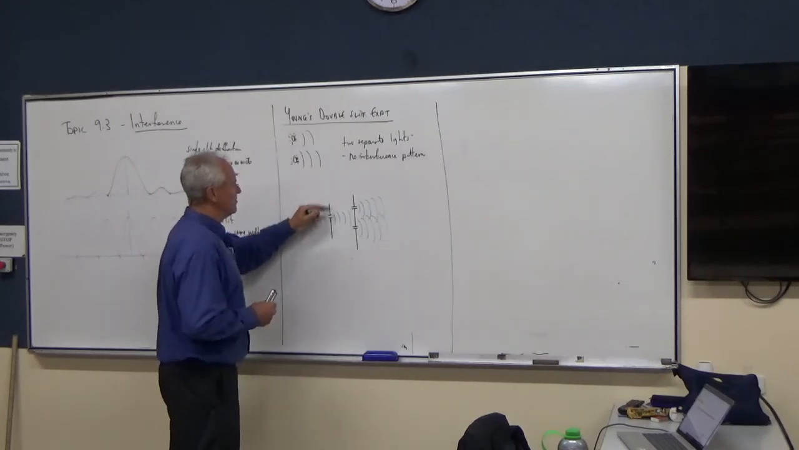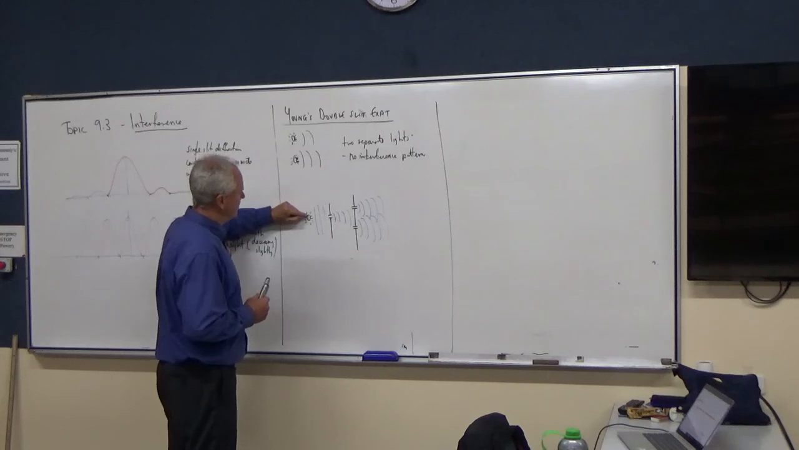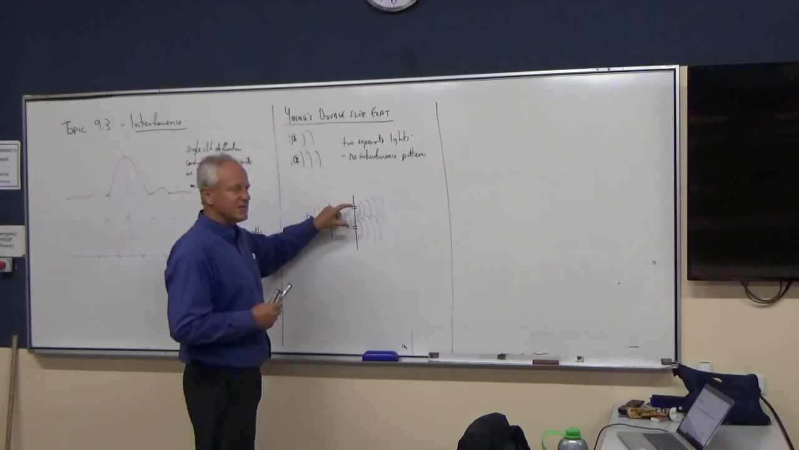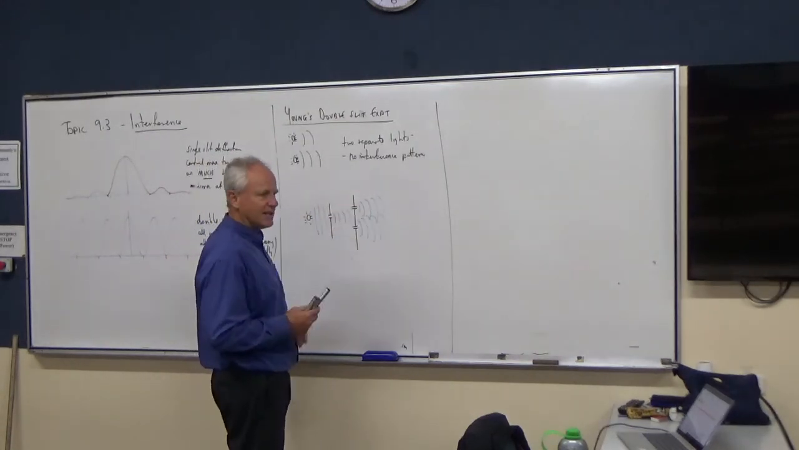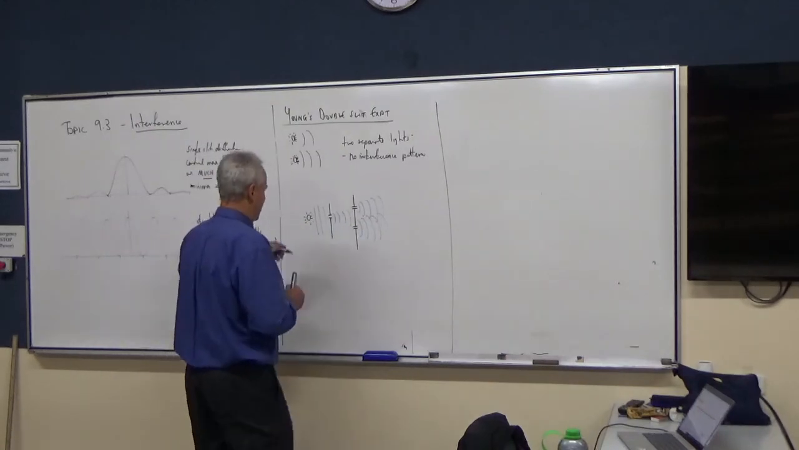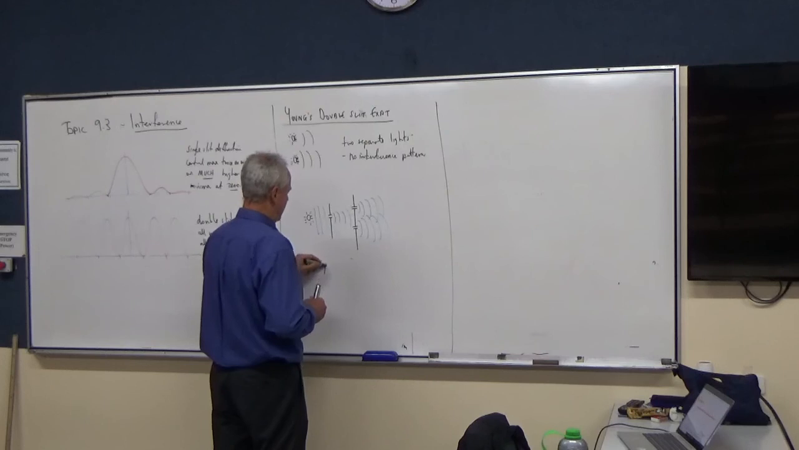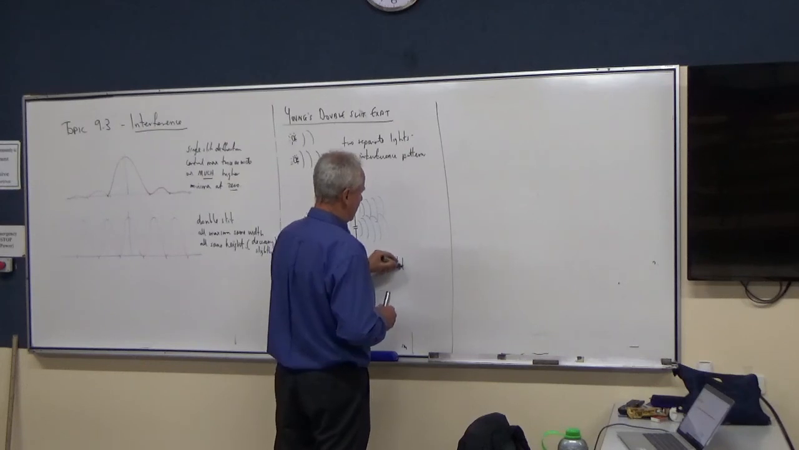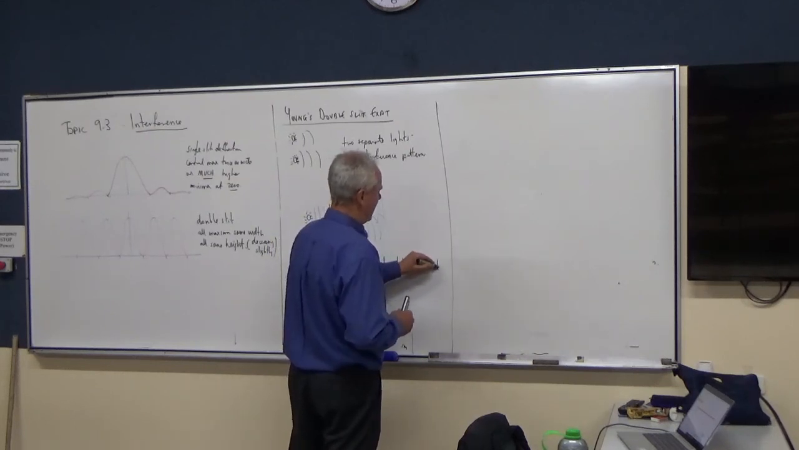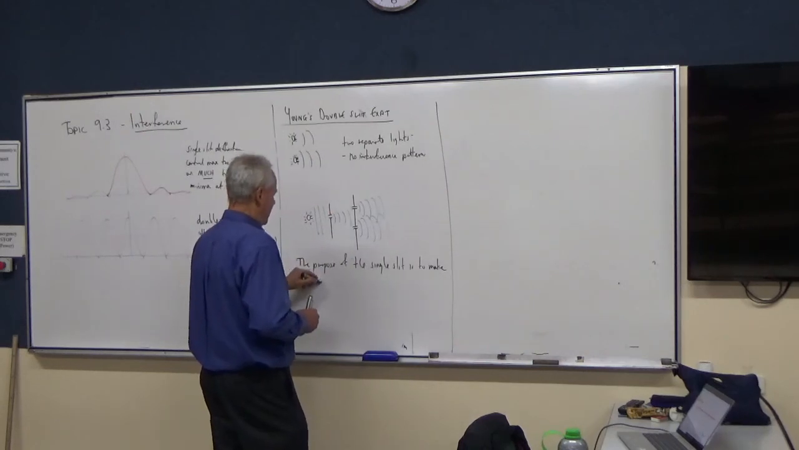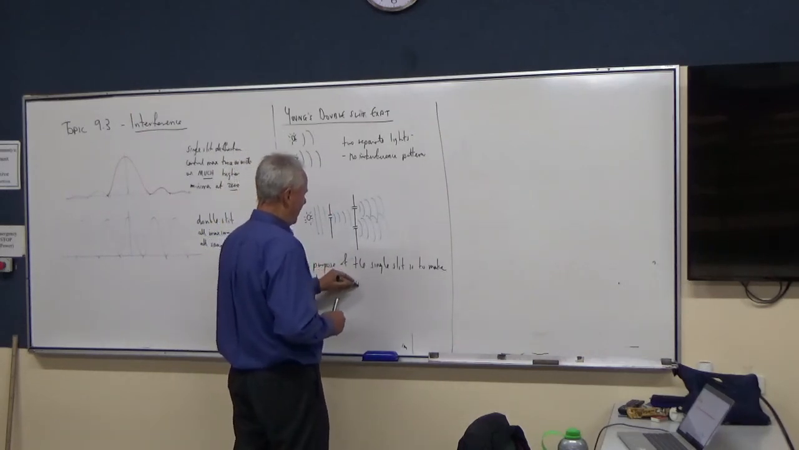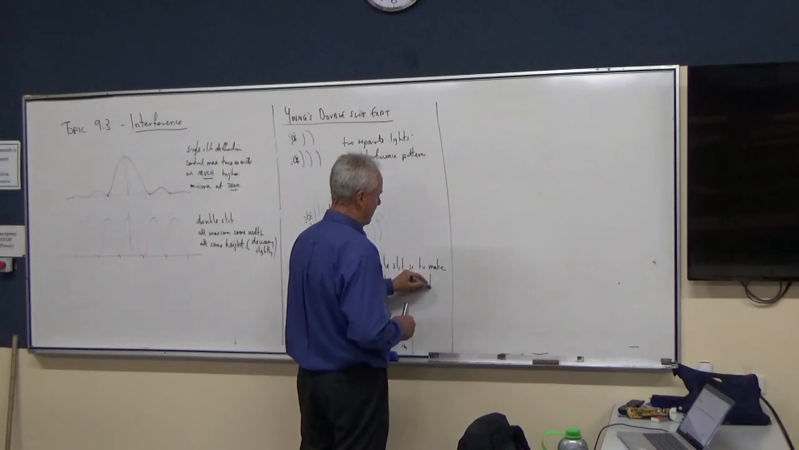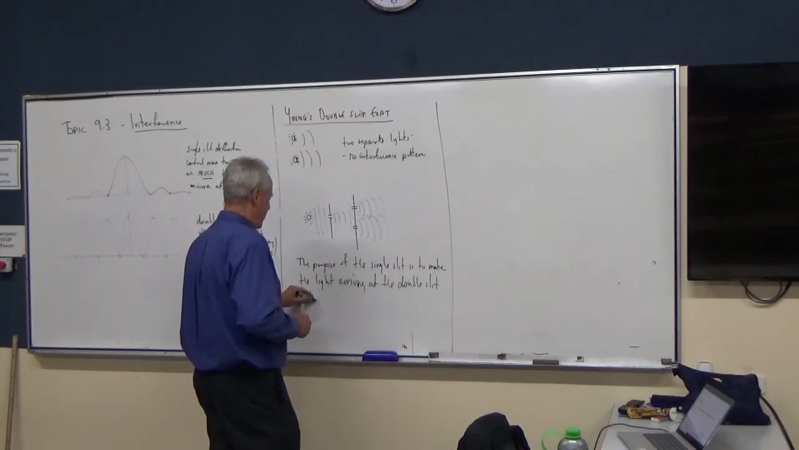If we didn't have that single slit in between, then light from this side of the light and that side of the light are effectively reaching those slits at different times, and you're not going to get that same concise pattern. Okay? So the purpose of the single slit is to make the light arriving at the double slit coherent.